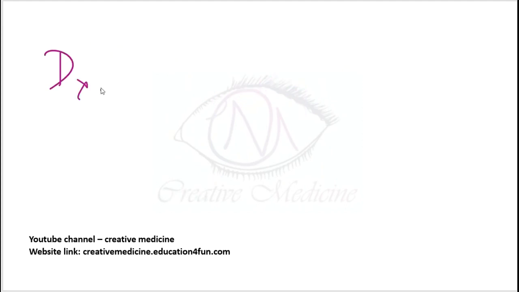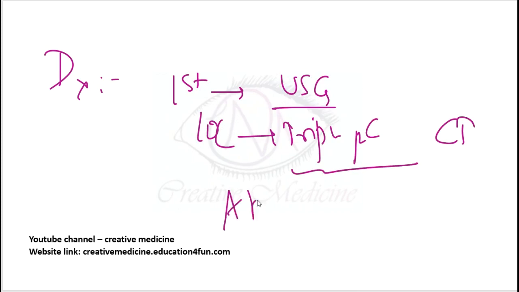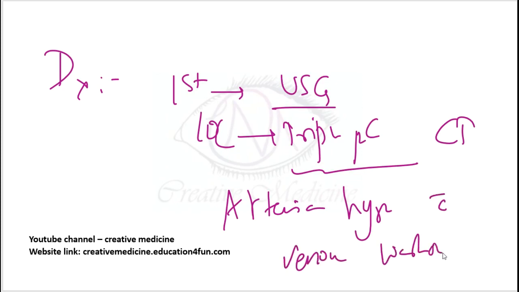Then, if you see the diagnosis, what is the first investigation? First investigation done is USG, and investigation of choice is actually a triple phase CT scan, where you will see presence of arterial hypervascularization with venous washout in these patients.